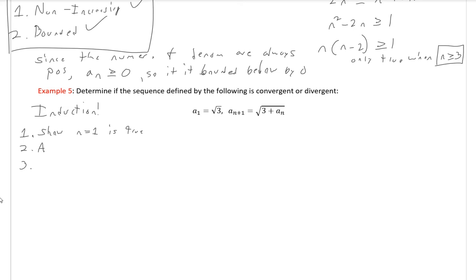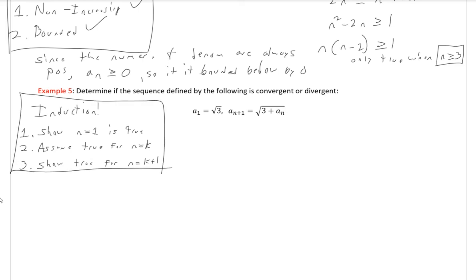Then you want to assume true for n is equal to k. Basically, you want to assume that it is true for some value later on down in the sequence. Then show it is true for n equals k plus 1. That is induction. Those are the 3 steps of induction.